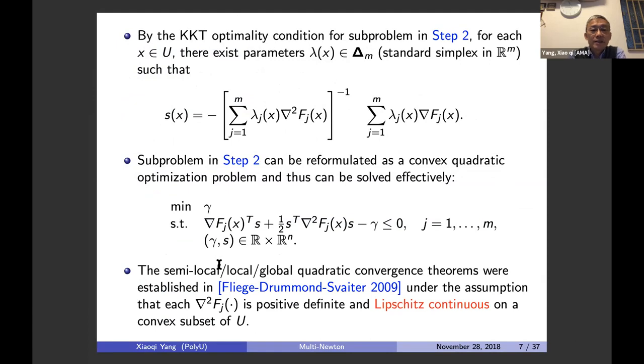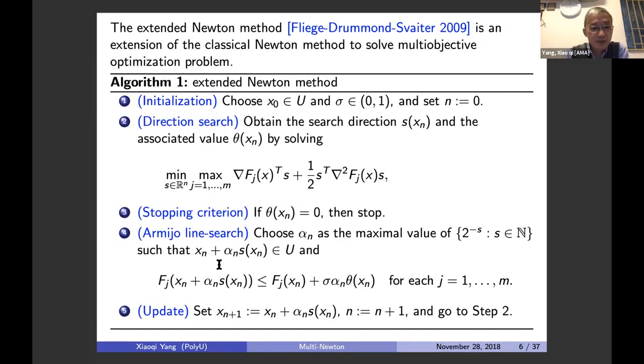Numerically solving the problem in step 2 is not difficult. Remember the capital F function is convex. Then that minimax problem can be converted to this constrained optimization, which is convex and quadratic. So in that case, the search direction can be found quite efficiently.